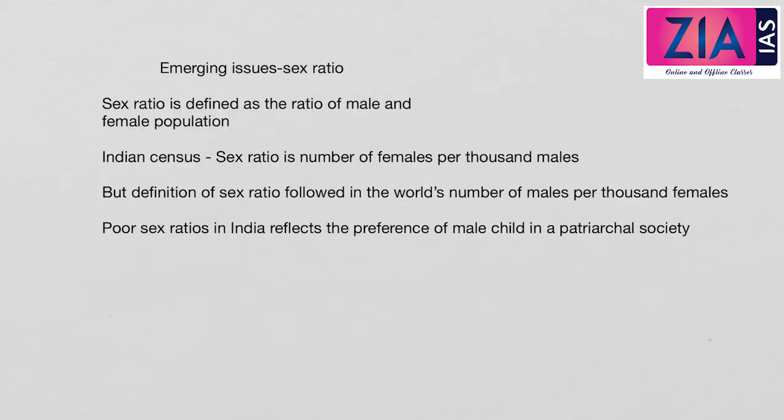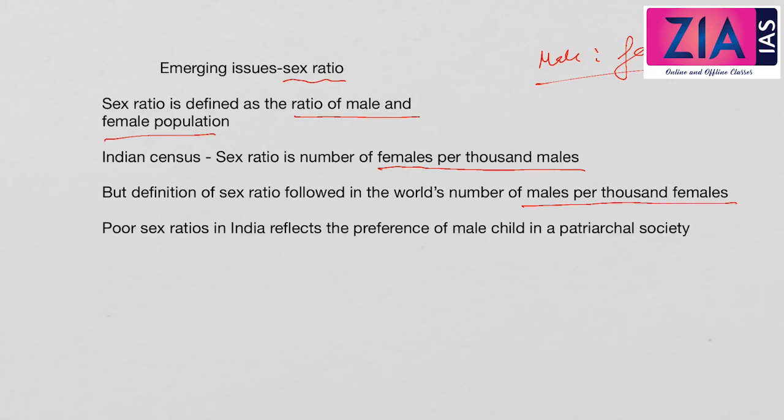Next emerging issue is sex ratio. I have told you in the previous slide, we'll discuss in detail. Sex ratio is defined as the ratio of male and female population. Ratio of male and female population is called sex ratio. According to Indian census, or Indian standards, sex ratio is the number of females per 1,000 males. But when you're seeing globally, it is males per 1,000 females. It is the opposite, so take care of that.